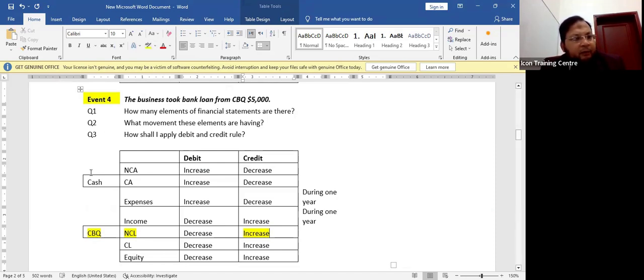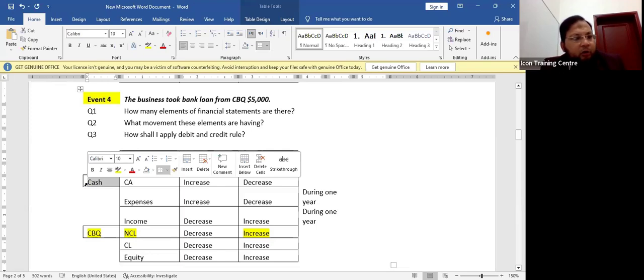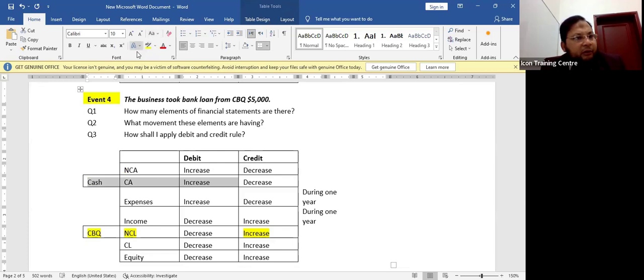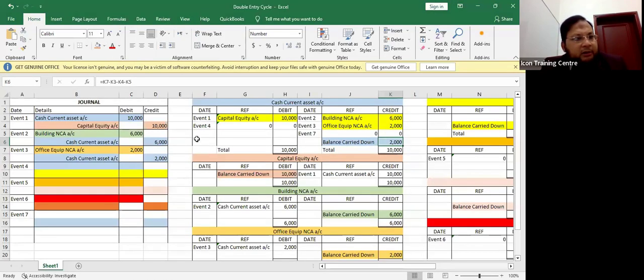And second, when we take a loan, that loan comes into our business in the form of cash, and cash is our current asset. So it is increasing, and we'll record it on the debit side. So once the analysis is done, we can record it in the journal and ledger.